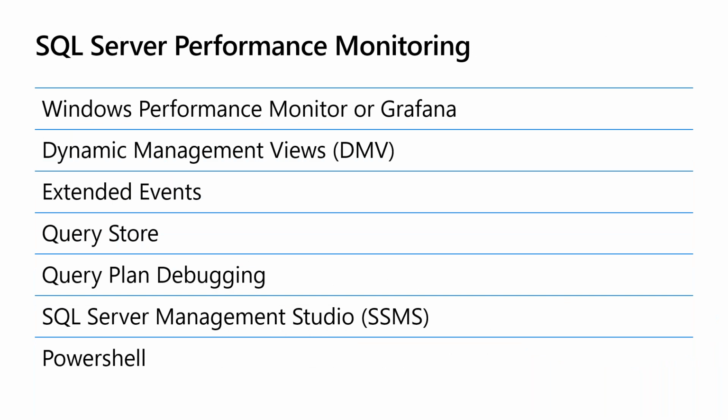Now, from a performance monitoring perspective, these are probably the things you're used to if you're a SQL Server person. If you're on Windows, you're used to using Windows Performance Monitor. If you're on Linux, you're probably using something called Grafana. But at the heart of the engine of performance monitoring are things like dynamic management views, extended events, the query store, query plan debugging with show plan options, and lightweight query profiling. And you're used to using Management Studio to look at query store reports or to run queries for dynamic management views, and using PowerShell. So if you think about all of that functionality as a basis for how you do performance monitoring today, let's use this as our base to compare to Azure SQL.